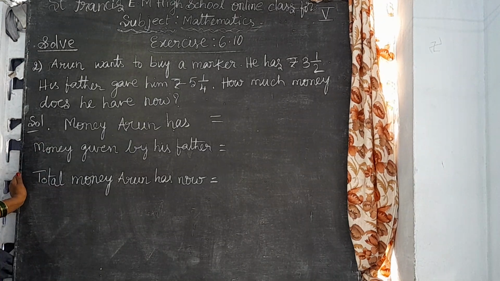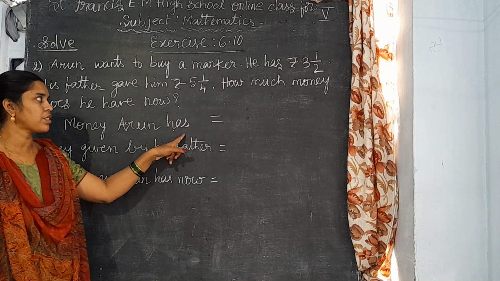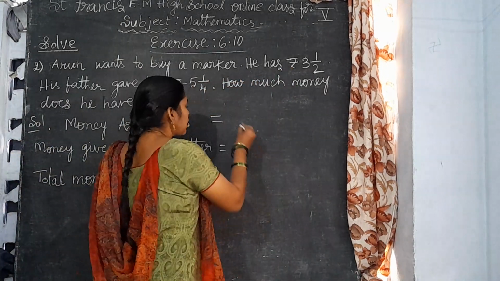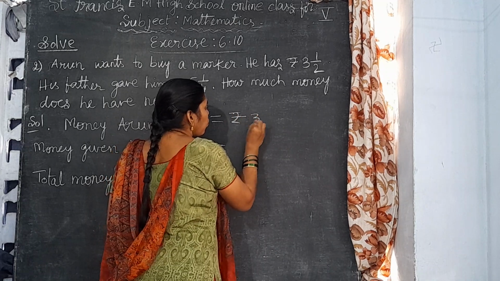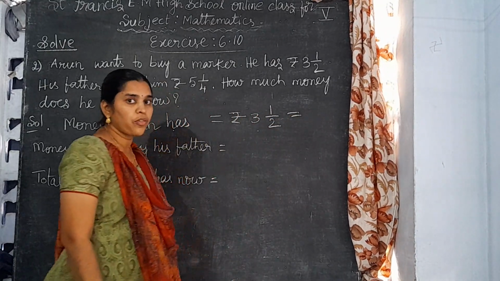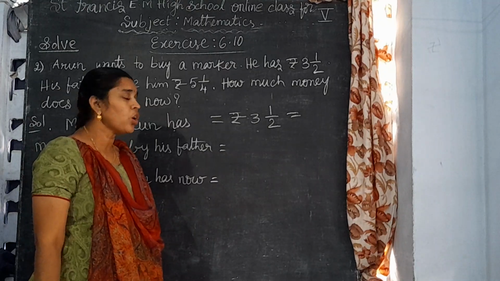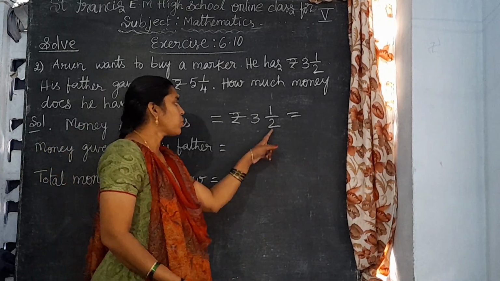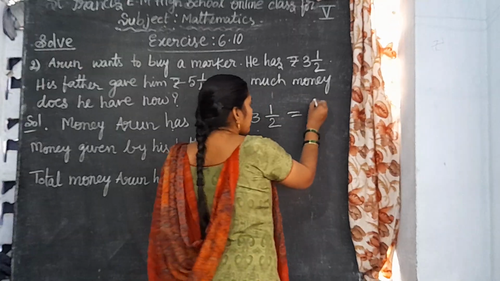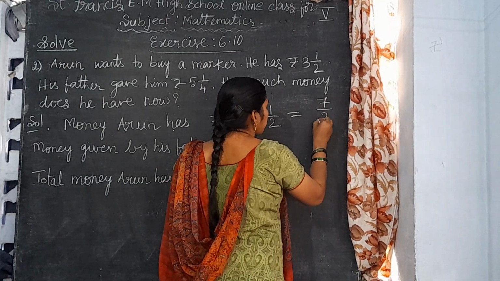Look at the board, children. Money Arun has is equal to how much rupees? Rupees 3 1 by 2. This is a mixed fraction. You should convert it into an improper fraction. Say 2 3s are 6, 6 plus 1 is 7. 7 by 2 rupees.